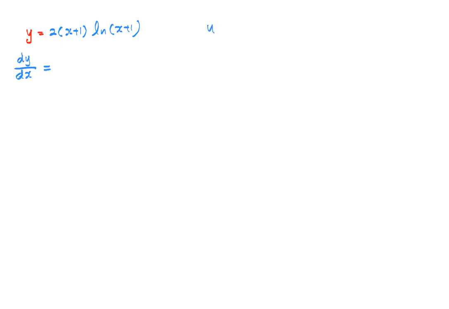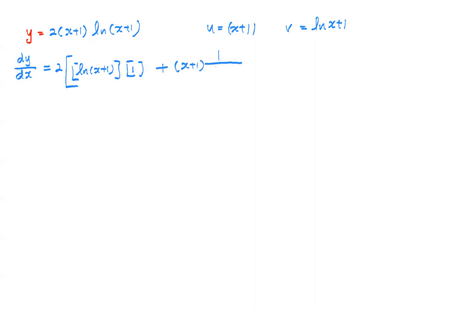Okay, your u and your v. For me, I prefer to put my u as x plus 1, and I will put the 2 outside. So you can do so. So v, u prime, plus u, v prime. I cancel off, so I got 2 ln(x plus 1) plus 1.